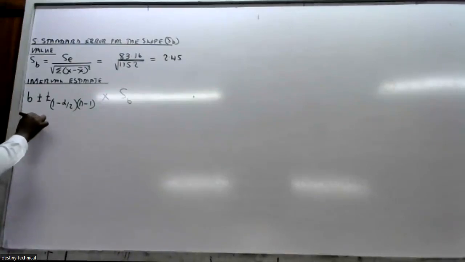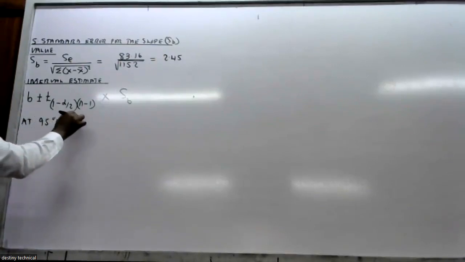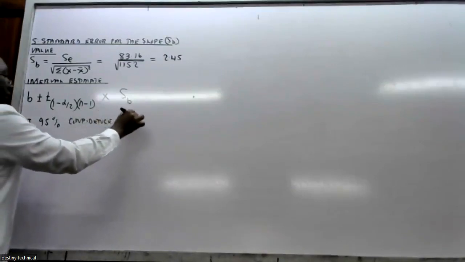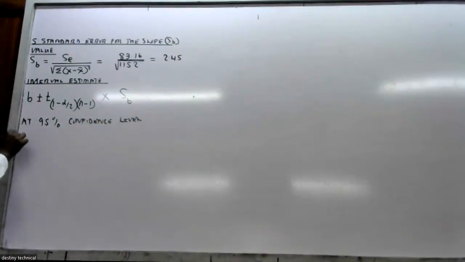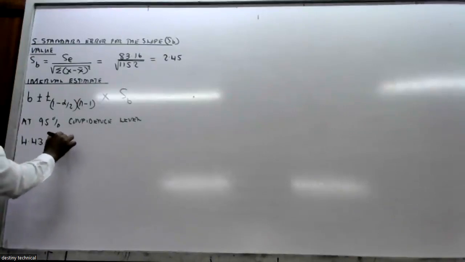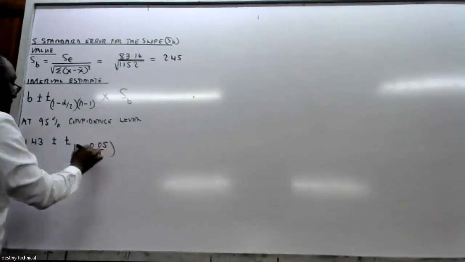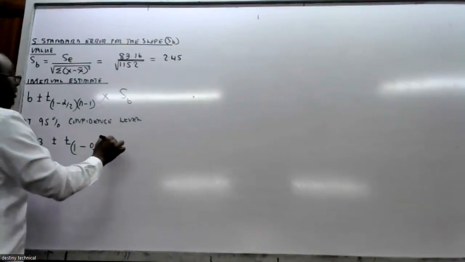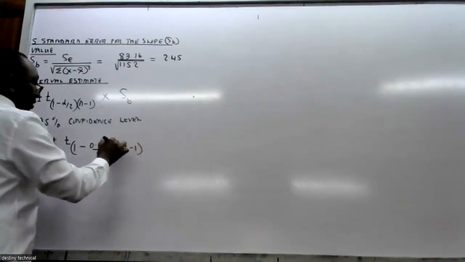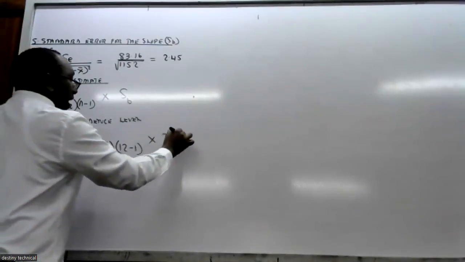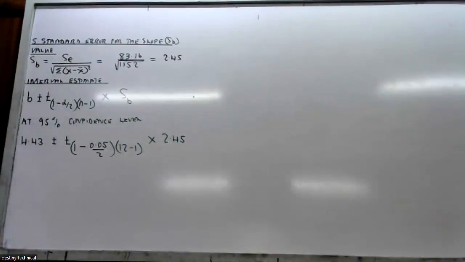So at 95% confidence level, B, our slope, from the function we had, it was 4.43. So plus or minus t, 1 minus 0.05 over 2, n is 12, so 12 minus 1. You multiply by SB, which we found to be 2.45.